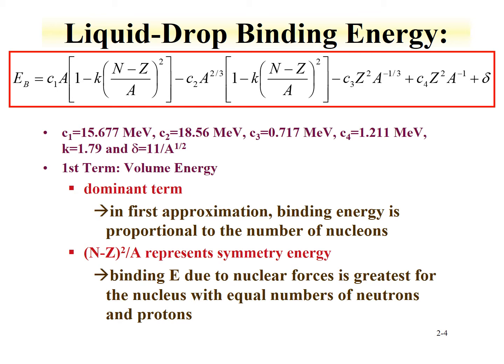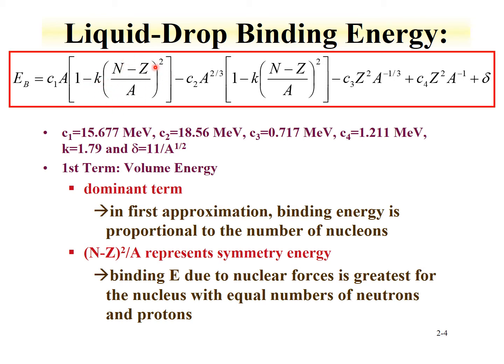So this first term is a volume term. It's the dominant term in the liquid drop model. At first approximation, the binding energy is proportional to the total number of nucleons. So I've got a term here that describes the total number of nucleons.